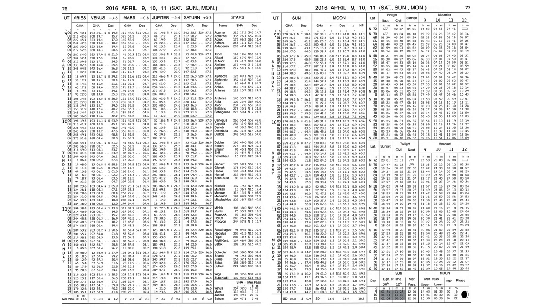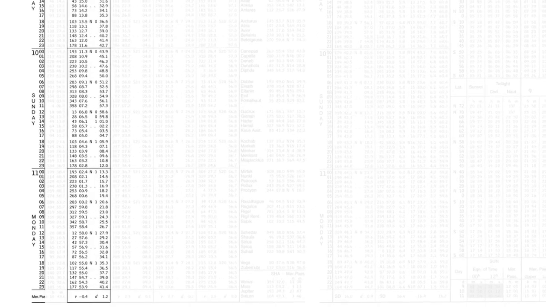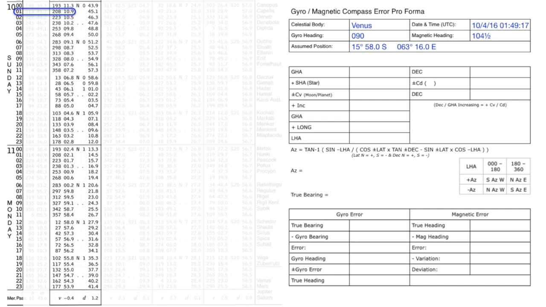Taking our nautical almanac, we turn to the appropriate daily page, in this case the page for the 10th of April. On the left-hand page, we have the column for Venus, which contains the information we require. Firstly, we take the Greenwich hour angle for Venus for the hour we require, in this case 0100, where the value is 208°10.9 minutes, and we enter it into the GHA box on our pro forma. Next, we take the declination at that time, which is north 0°45.1 minutes, and we enter it into the dec box on our pro forma.